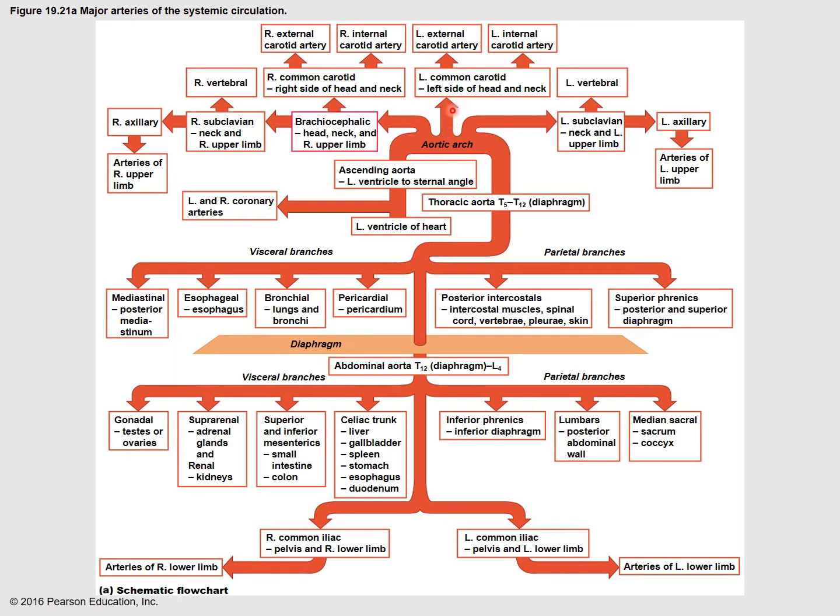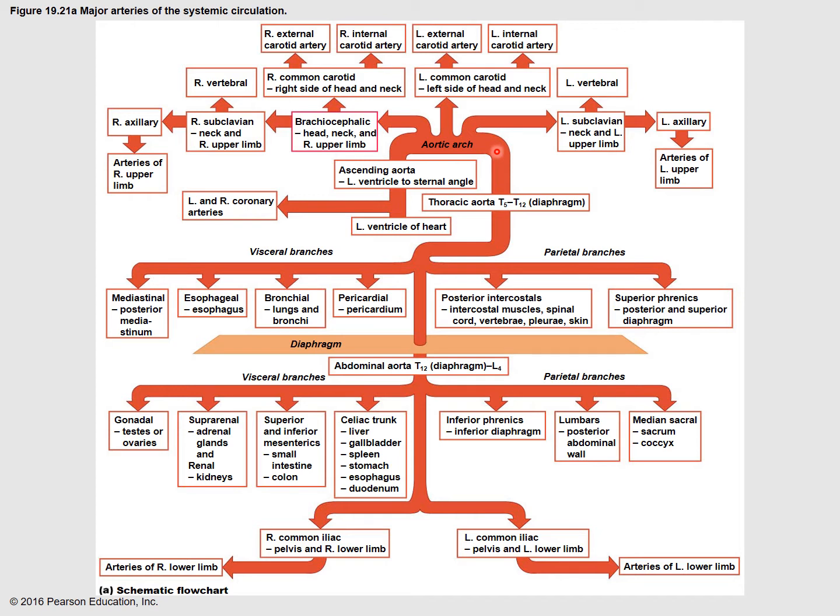The second main branch from the aortic arch is going to be the left common carotid artery, which services the left side of the head and the neck, and that further branches into the left external carotid artery and the left internal carotid artery. And then the third main branch off the aortic arch is going to be your left subclavian artery, with branches to the left vertebral, left axillary, and down to the remaining arteries servicing the left upper limb.